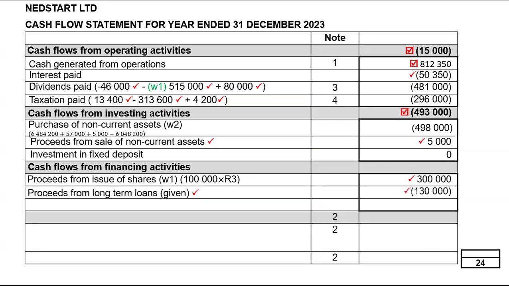And the amount, how much will it be? It's proceeds from long-term loans. It was given to us. As I said, proceeds from long-term loan, you will show them without brackets, guys, because you are receiving the money. You are receiving the money. So when you take an additional loan, you are receiving the money.